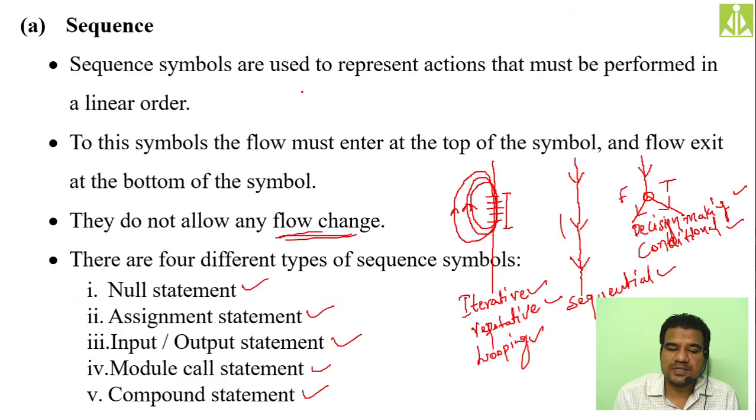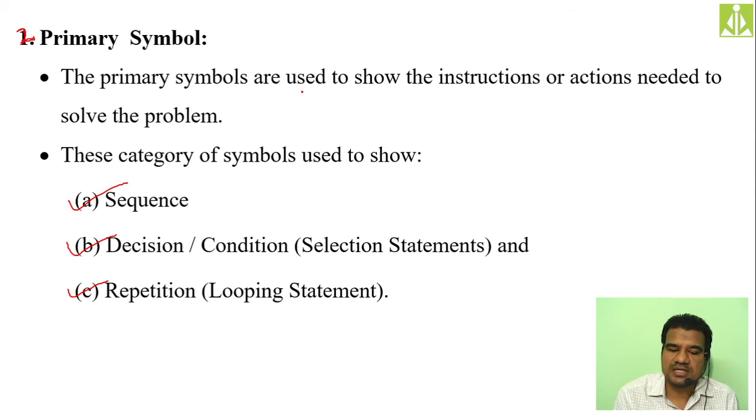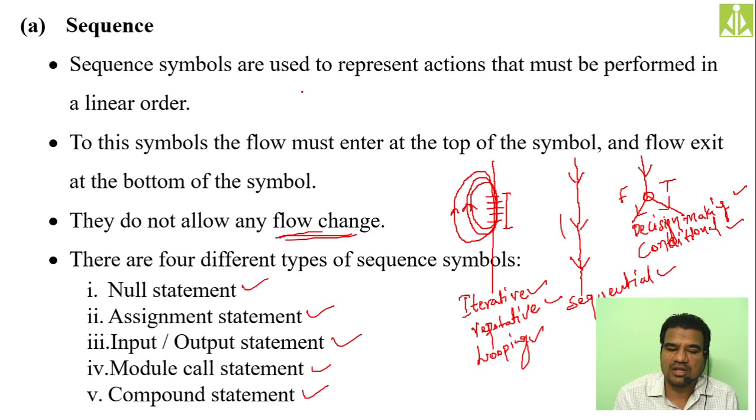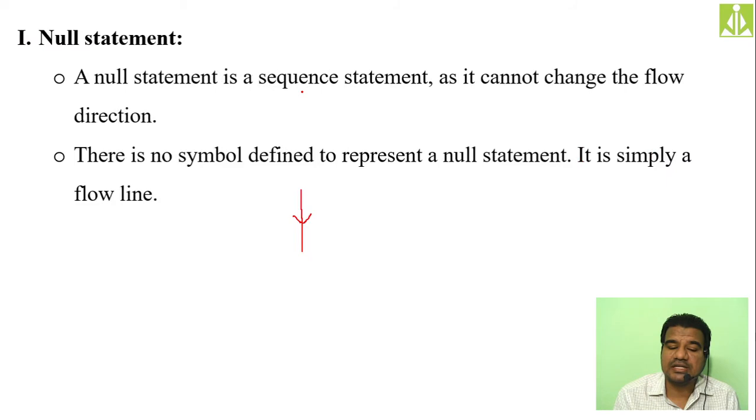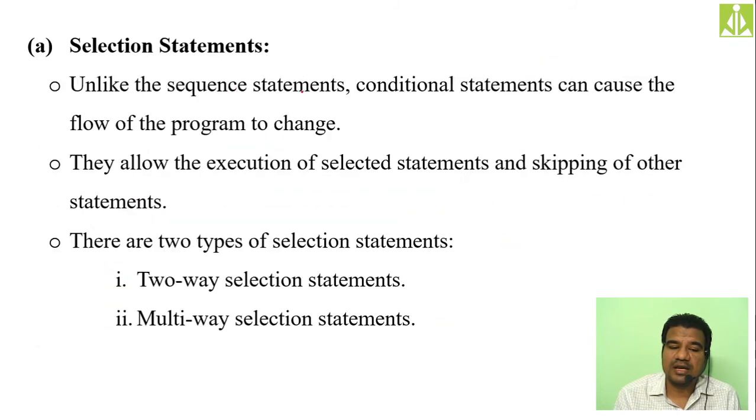So all these we said are sequential statements. Inside sequential statements we have null statement, assignment statement, input output statement, module call statement, compound statement. Then B, decision making or conditional statements. But over here it is again saying A only. Selection statements, it is saying A only. It is not A, it is B. Okay, B is selection statement.